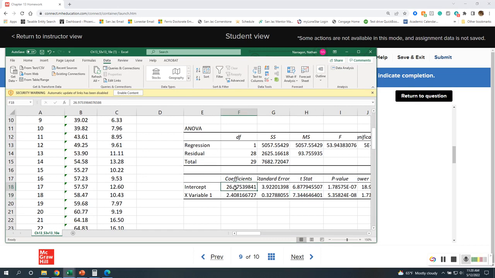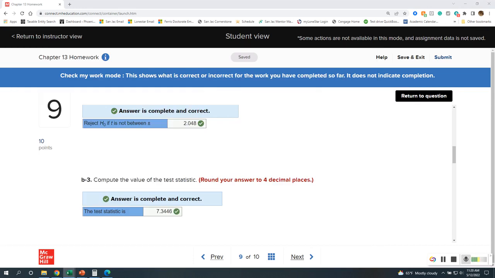For some reason, for mine, McGraw-Hill has the wrong y-intercept. There's an error. The standard error is being affected.